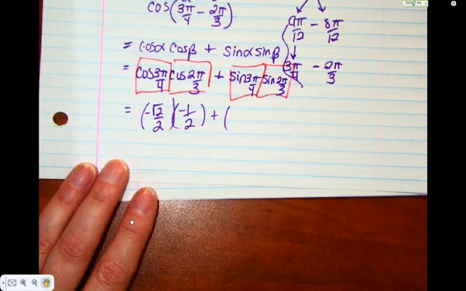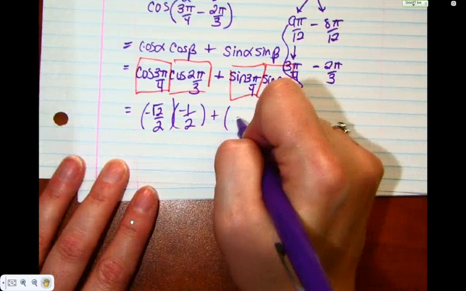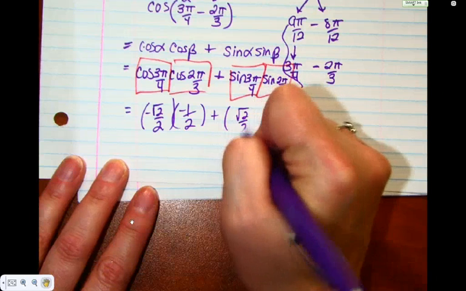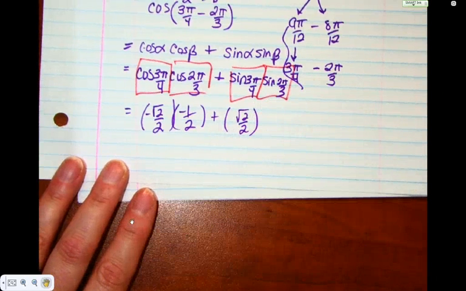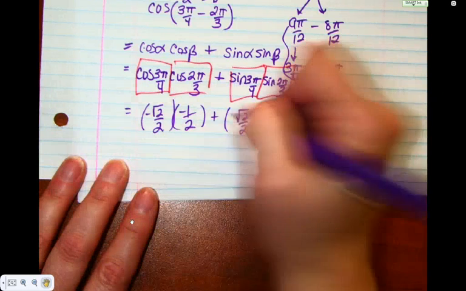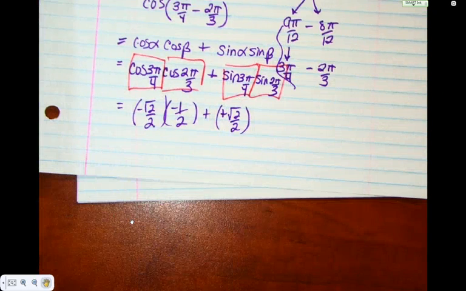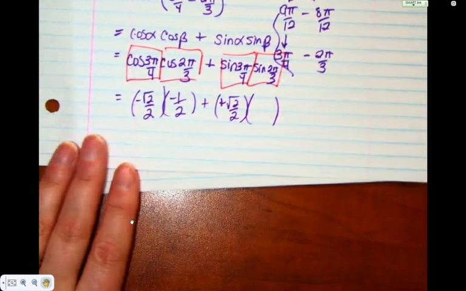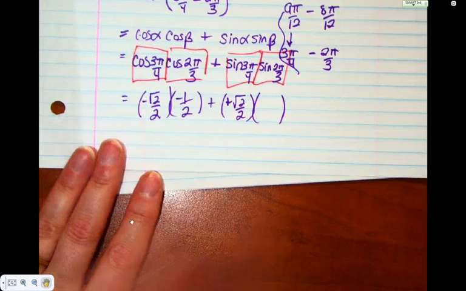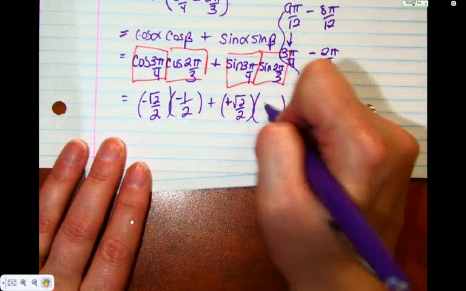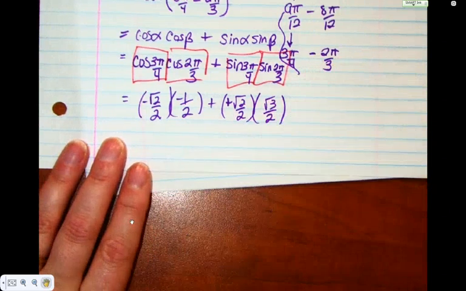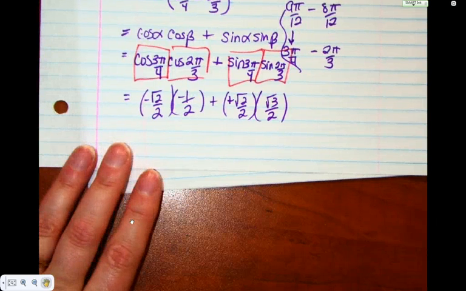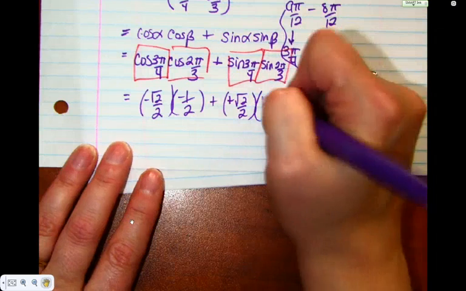Sine of the pi on 4 family. 3 pi on 4 is quadrant 2, so sine is positive. And I'm just going to write it so when you look back, you know we thought about whether it was positive or negative. Okay, sine of the pi on 3 family. 2 pi on 3 is quadrant 2, so sine is positive.